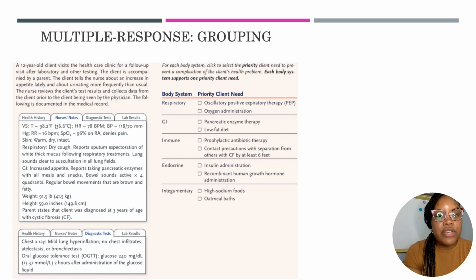GI, they have an increased appetite. They report taking pancreatic enzymes with all meals and snacks. And their bowel sounds are active in 4 quadrants. Regular bowel movements, they are brown and fatty. And their weight is 41.5 kgs. Height is 59 inches. And the patient states that the client was diagnosed at 3 years old with cystic fibrosis.